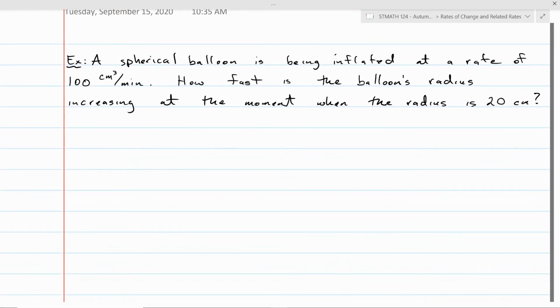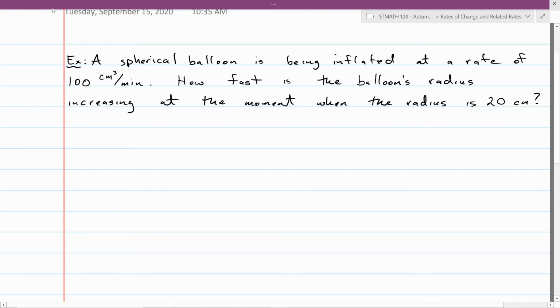We've got a spherical balloon. Now I know that real-world balloons aren't typically perfect spheres, but to make life easy on ourselves mathematically, we're going to assume that our balloon is perfectly spherical and it's being inflated at a particular rate, 100 cubic centimeters per minute. So we've got some air compressor pumping air into this thing at a steady rate. Now as the balloon's inflating, it's getting bigger and bigger, right? So it would make sense to ask, how fast is that balloon's radius increasing at a moment in time, say when the radius is 20 centimeters?